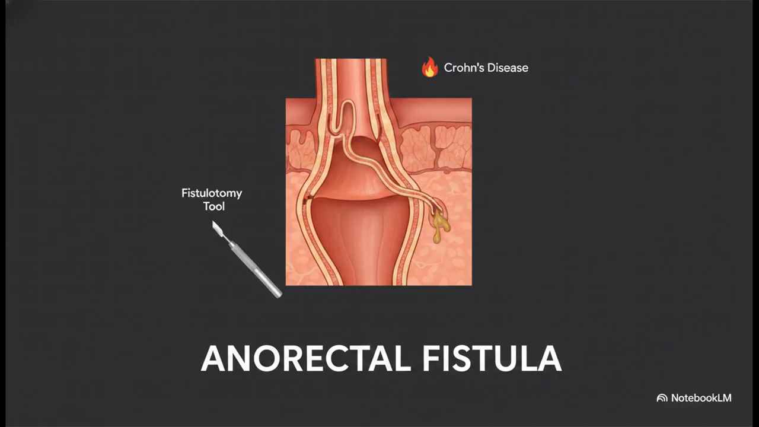If that exact same patient comes back later with a palpable perirectal tract, chronic discharge, or recurrent perianal abscesses, instantly suspect an anorectal fistula. This is super often linked to Crohn's disease or a previously drained abscess. Because this is a true connection to the intestinal lumen, conservative measures just won't cut it to close it. Definitive management is a surgical fistulotomy.